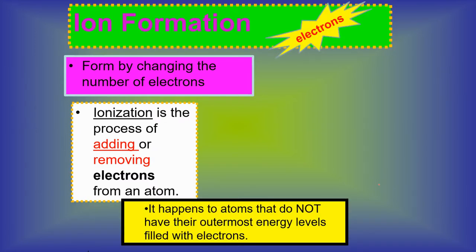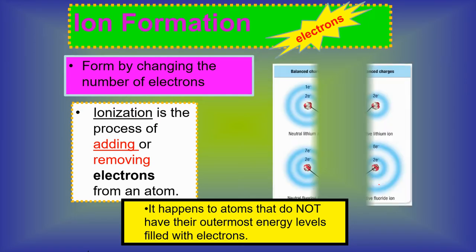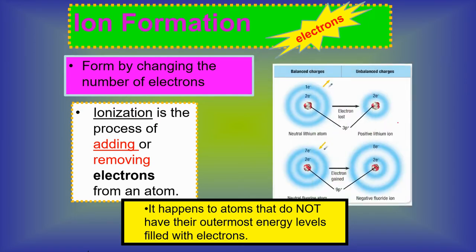It happens to atoms that do not have their outermost energy levels filled with electrons. And so I've got 2 of them here. Got a neutral lithium atom, and it's got 1 electron. It's going to be easier for it to lose this 1 electron. And when it loses this 1 electron, notice it's now full, so it's going to form a positive ion. It's going to be a 1 plus. Okay, and then they use fluorine as an example.